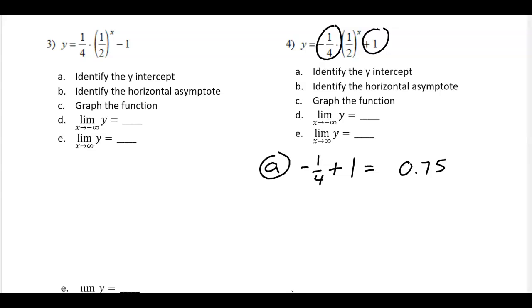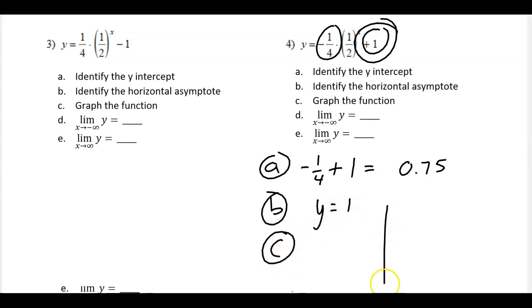Let's go ahead and take a look at part B. Identify the horizontal asymptote. It's this number here. It's a positive one. We're ready to graph it. And this time my y-intercept would be just slightly below the horizontal asymptote. And now, as you guys can see, my a is negative and my b is a fraction less than 1. So in that case, it's going to look like this.